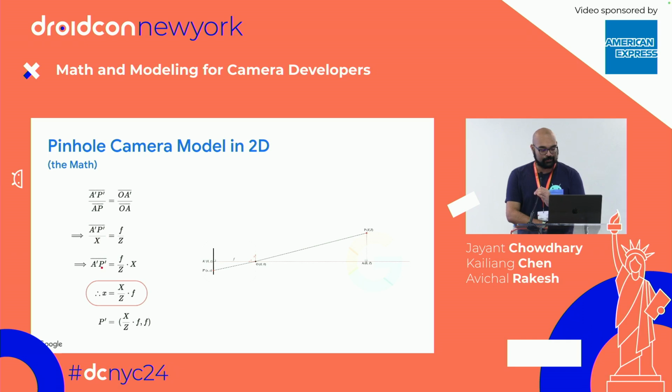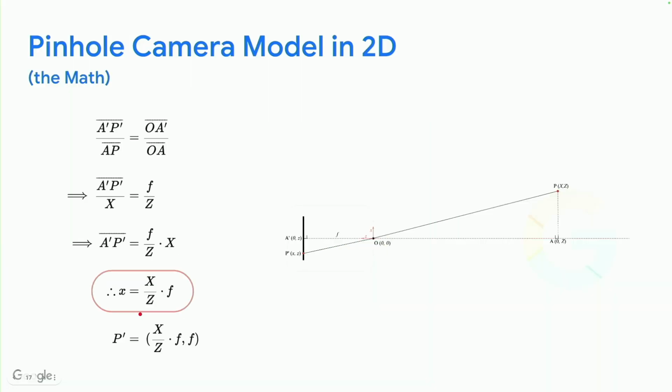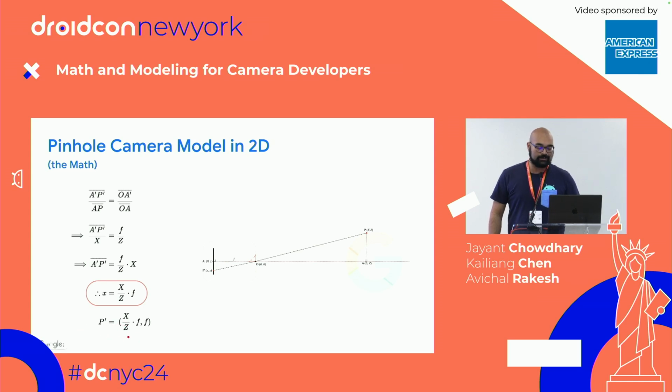So we write down all the things we know. So we get A prime P prime equals F divided by Z times X. And we do a little bit of moving around to figure out lowercase x is X by Z times F, right? All good so far. If you want to be slightly more specific, P prime is X by Z times f, which was lowercase x, comma f, because remember I said lowercase z is f.